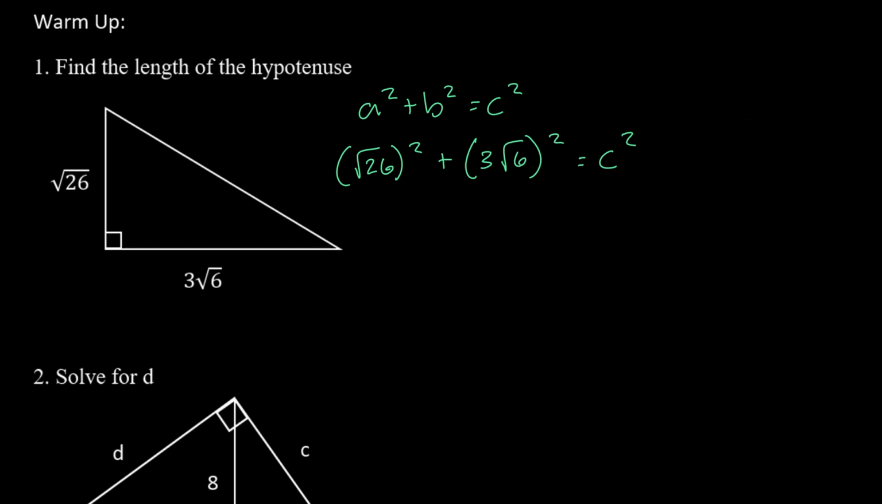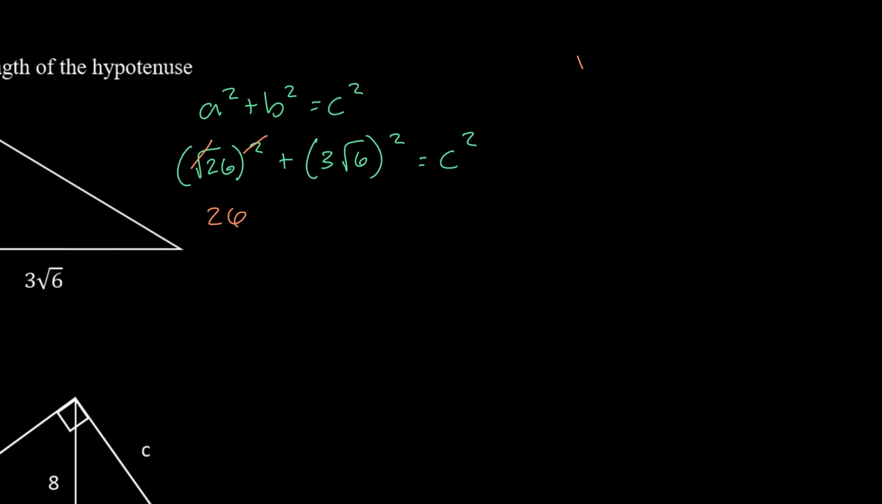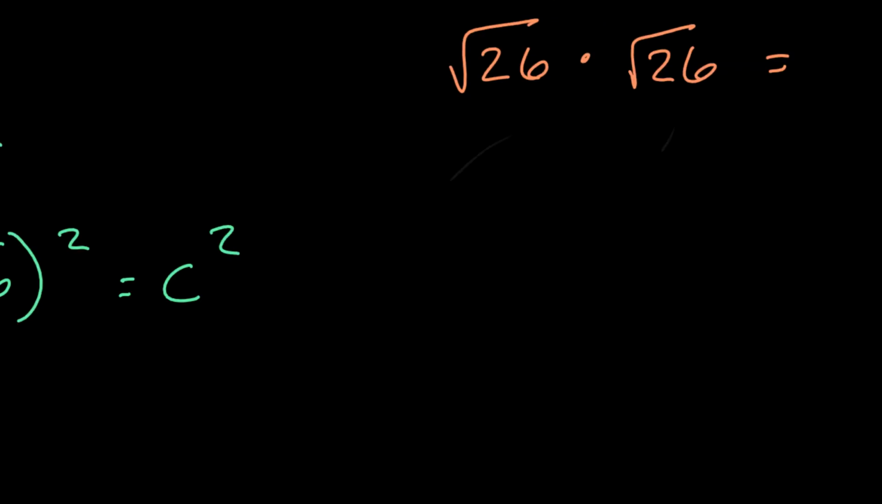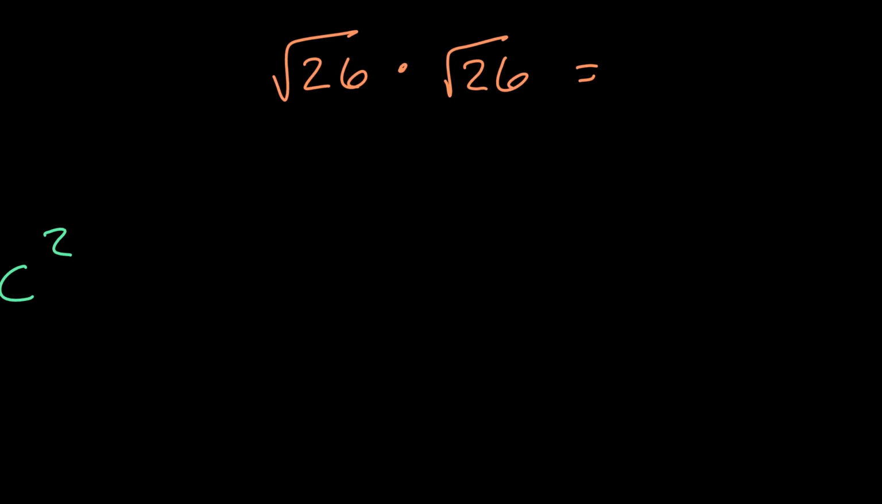So, here, the square and the square root cancel, and I'm left with 26. This makes sense too, because when I think about what's actually happening here, I'm multiplying the square root of 26 times the square root of 26 when I'm squaring. Do you guys know how to multiply radicals? Yeah. What do you do? What do you think you would do here?